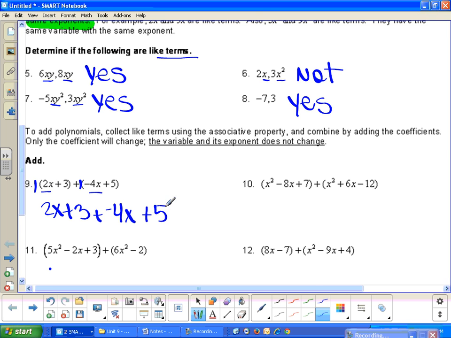So if we combine our like terms here, we have 2x and negative 4x. We have 3 and 5. So this is nothing new from what we've done before. 2x and negative 4x is negative 2x. 3 and 5 gives us 8. And so those are our combining like terms on our polynomial.